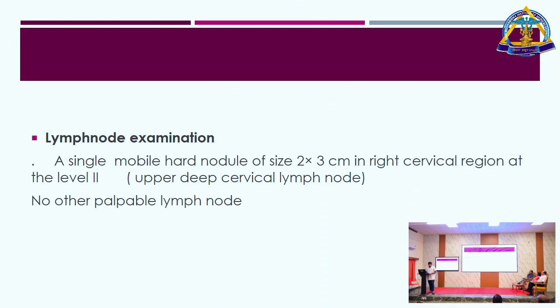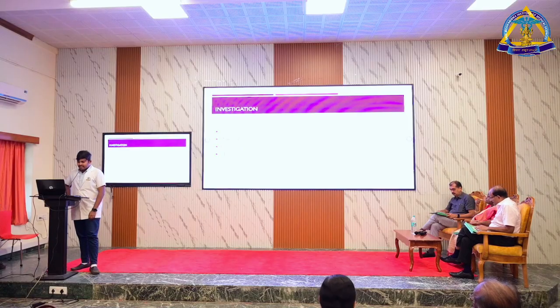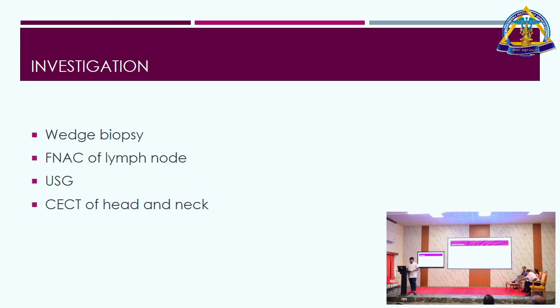Lymph node examination: a single mobile hard nodule of size 2x3 cm in right cervical region at level 2 lymph node, upper deep cervical lymph node, no other palpable lymph node. Diagnosis: ulceroproliferative growth in left buccal mucosa and presence of cervical lymphadenopathy, probably carcinoma of left buccal mucosa, TNM staging T3N1M0. Investigation: I will confirm by wedge biopsy and FNAC.